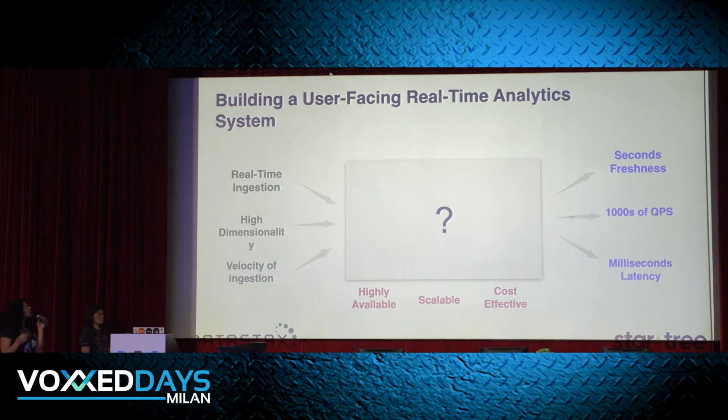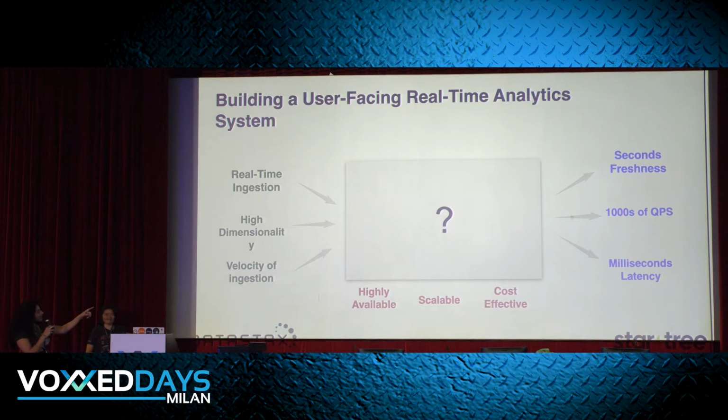So building a user-facing real-time analytics system, there are essentially three things you have to consider. The first part is real-time ingestion. You have to make sure that you're pulling in this data in real time, and it has to be very, very fast, as close to real time as possible.